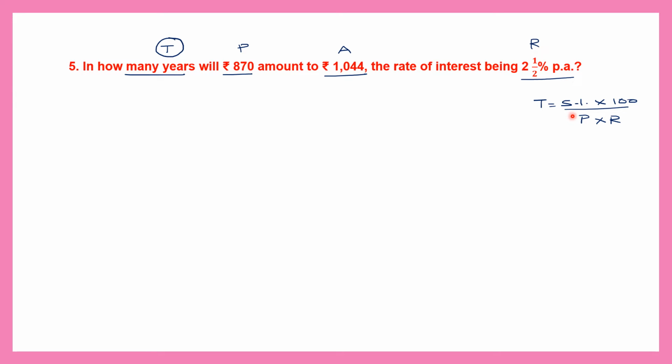Do we have simple interest? Simple interest is not given to us. We have to find it out. Principal is given to us. Rate of interest is also given to us. So now let's begin by writing what is given. Principal is given, 870 rupees. Amount is also given, 1044 rupees. Rate of interest is given to us.